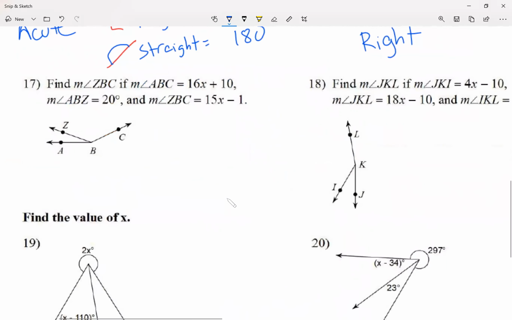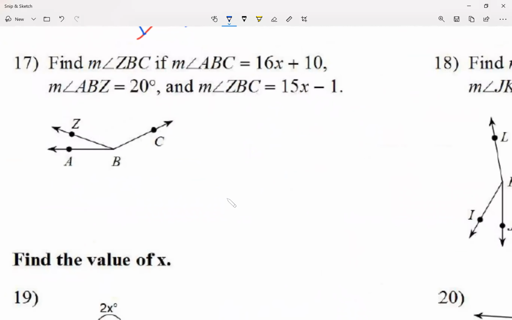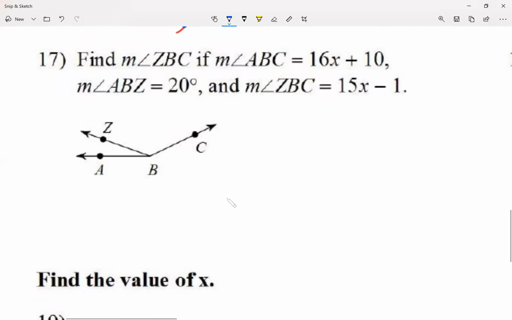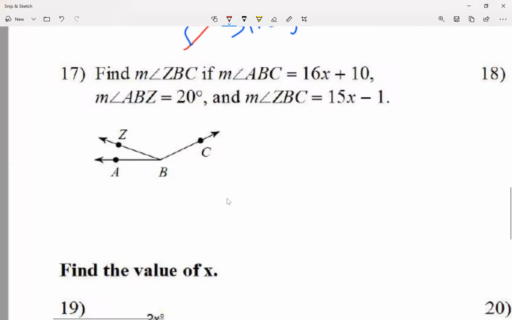Now, for questions 17 and 18, I want us to practice a little on how to name the angles, but I also want us to learn how to read that. What we're going to be doing, we call the angle addition postulate. I'm going to have two angles. I'm going to add them to make a bigger angle. So looking at this small angle, right? I'm going to call that ABZ.